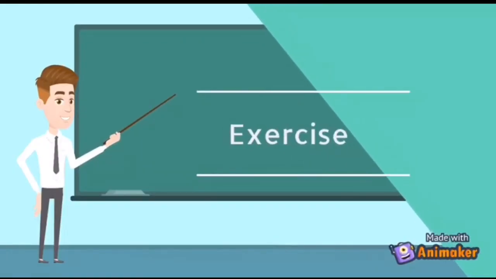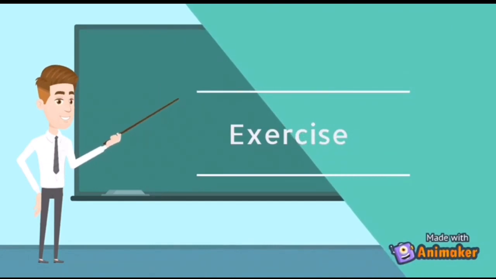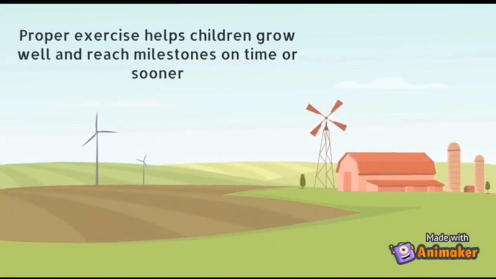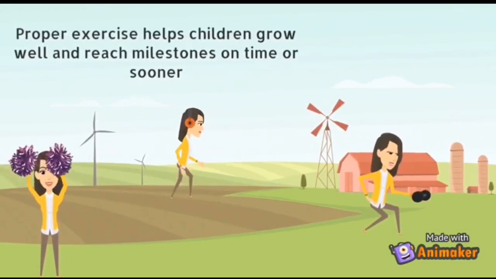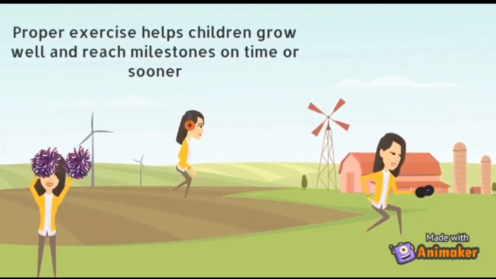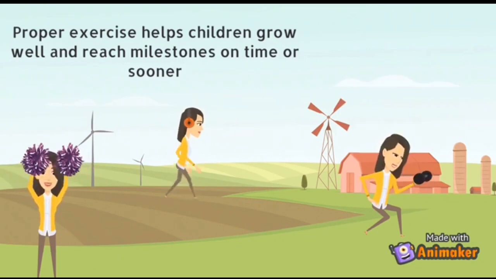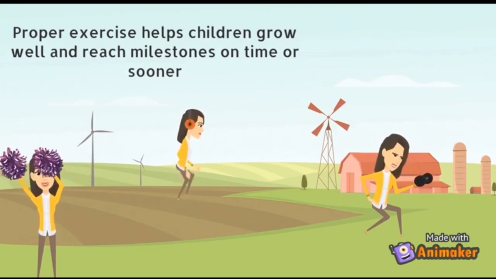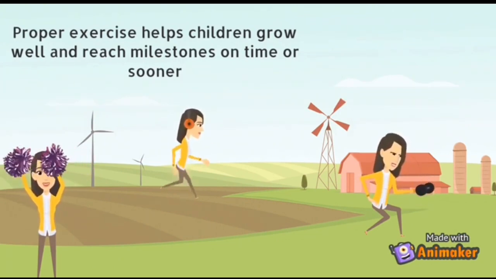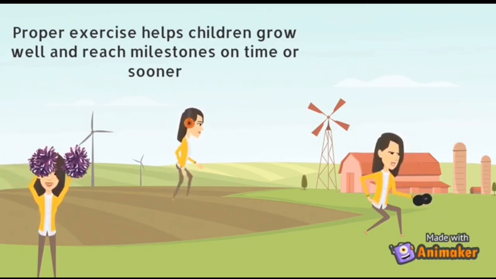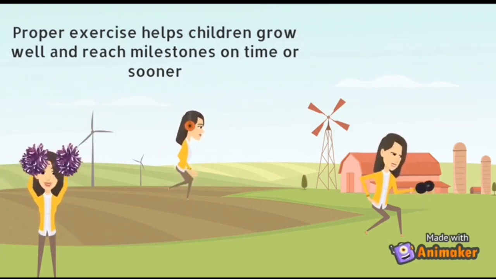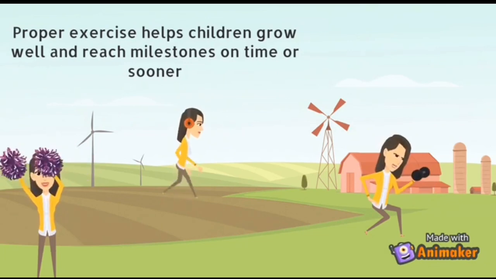Okay, then we continue to the next factor, which is exercise. Exercise here does not mean physical exercise as a discipline or children deliberately engaging in physical activities knowing it will help them grow. Exercise here refers to the normal playtime and sport activities which help the body gain an increase in muscular strength and put on bone mass. Proper exercise helps children grow well and reach milestones on time or sooner.